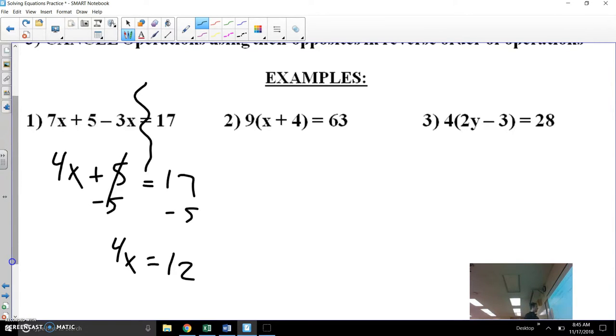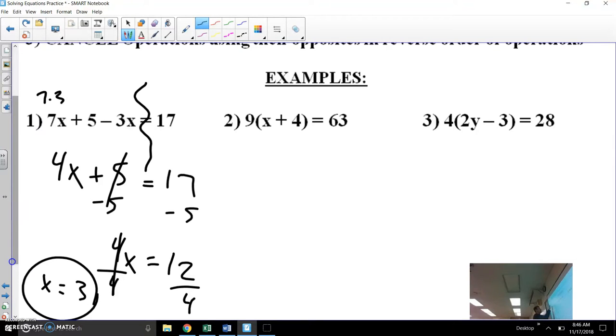Now this is multiplication. 4 times a number is 12. So we can use division to see how many times 4 goes into 12, and that tells us the 3 we're looking for. So if you were to plug in 3 up here in your calculator or in your brain, 7 times 3 plus 5 minus 3 times 3. So instead of x, I'm replacing it with what we just determined x to be. And if it gives you 17, then we know we're correct.